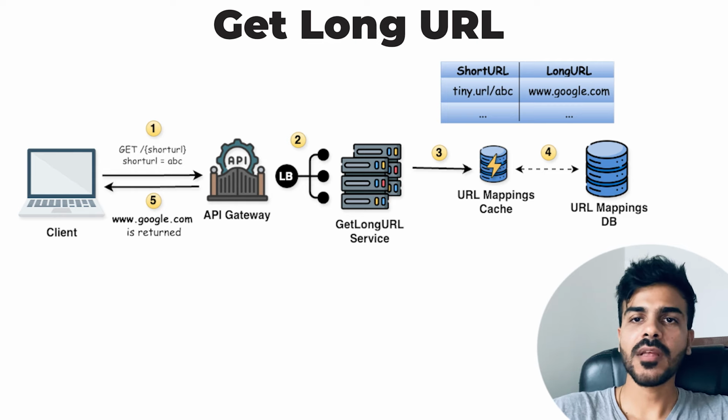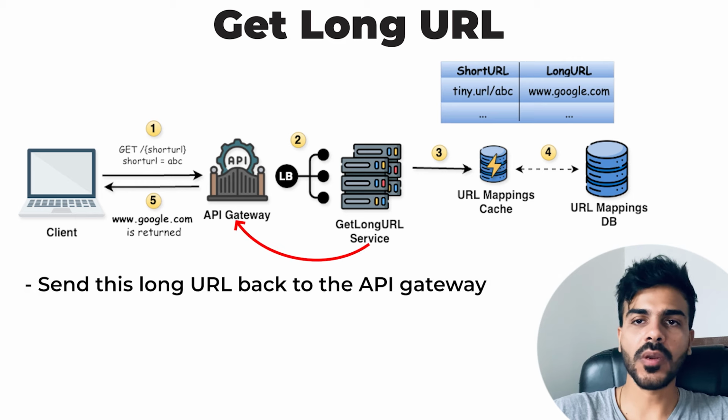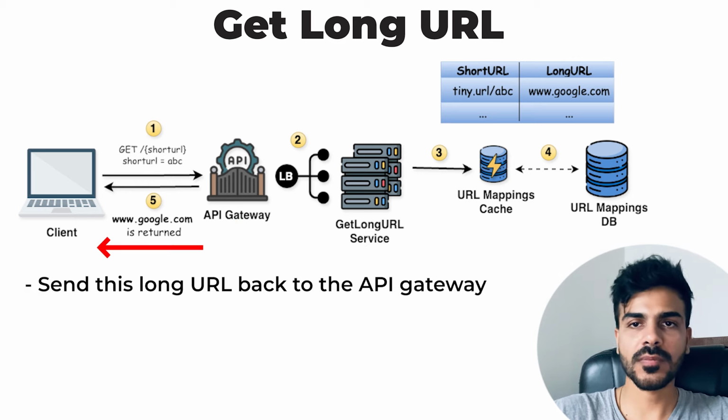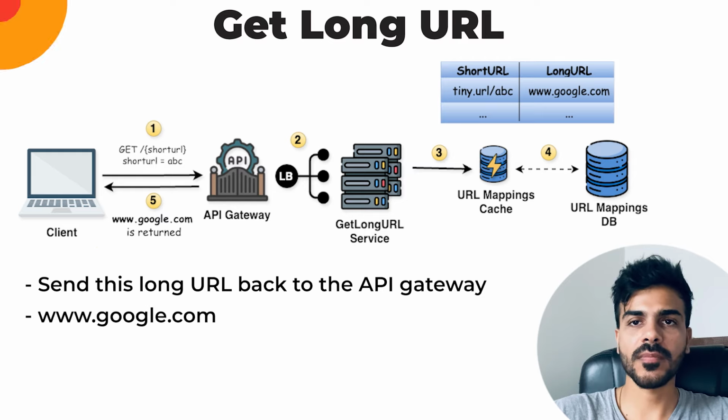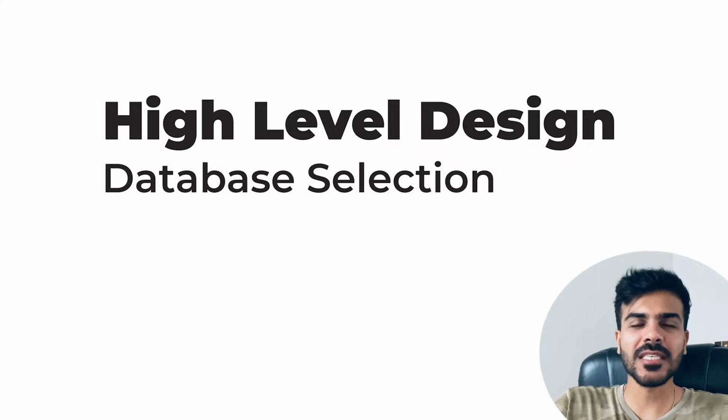Finally, the next step, the get long URL service would then send this long URL back to the API gateway. It would then forward it to the user. In this case, it would be www.google.com. Let's now move to the database selection part.